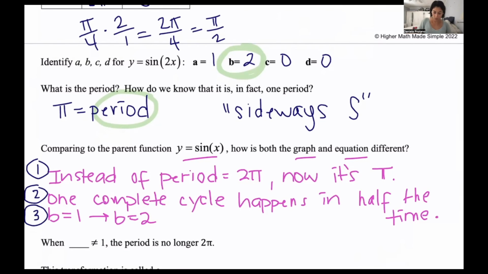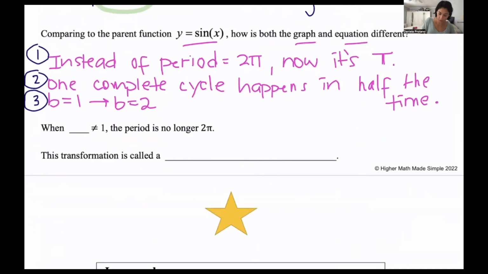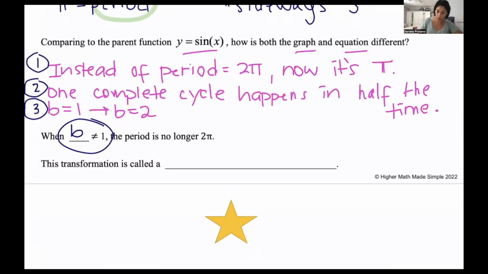Okay, and so the b value was 1 in the parent function, and now it is 2. So I did say before, what happens anytime you change the b value? So when b is not equal to 1, that affects the period. It is no longer 2 pi. Now, as I said before, since it happens in half the time, this is a horizontal shrink or a horizontal compression. So I'm abbreviating here, horizontal shrink, or as I said before, you can call it a compression.